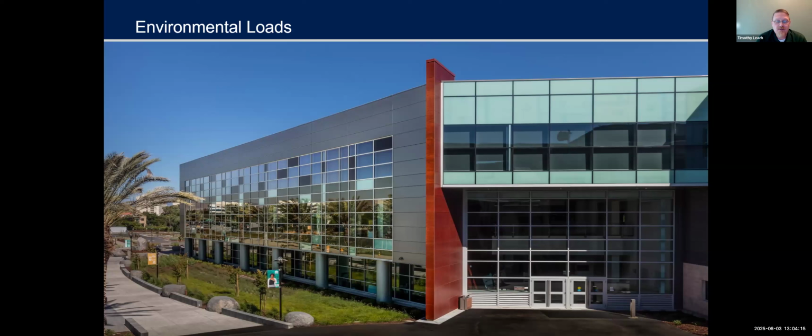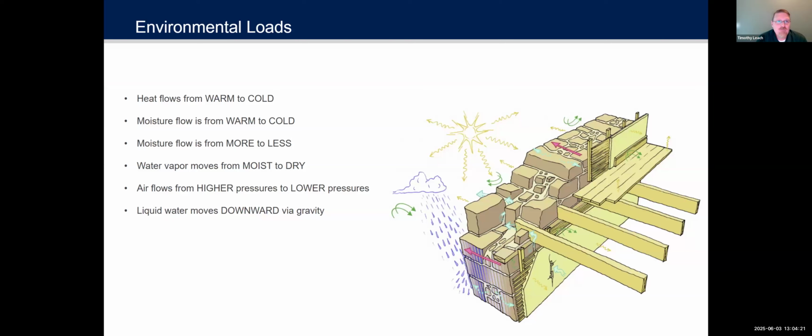We'll talk a little bit about some basic physics first, just to set the table. First of all, we talk about those environmental loads, and you have a chart here that says heat flows from warm to cold, moisture flows from warm to cold, moisture flows from more to less, water vapor moves from moist to dry. Basically, what we have on this list is more energy moving towards less energy. So high air pressure has more energy than low pressure. Nature abhors a vacuum, so it wants to try to equalize that. And so your wall design has to take that into consideration.